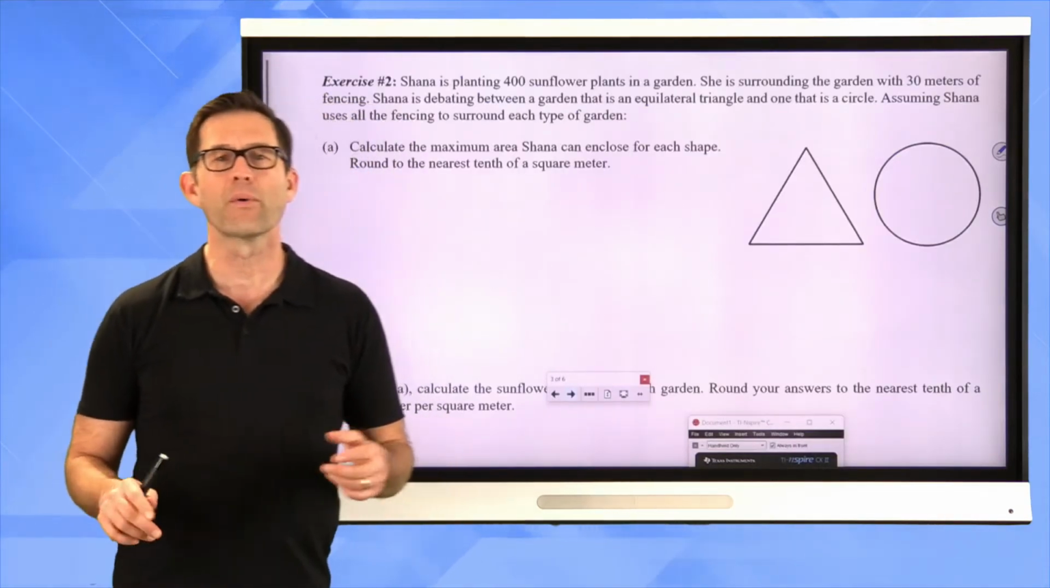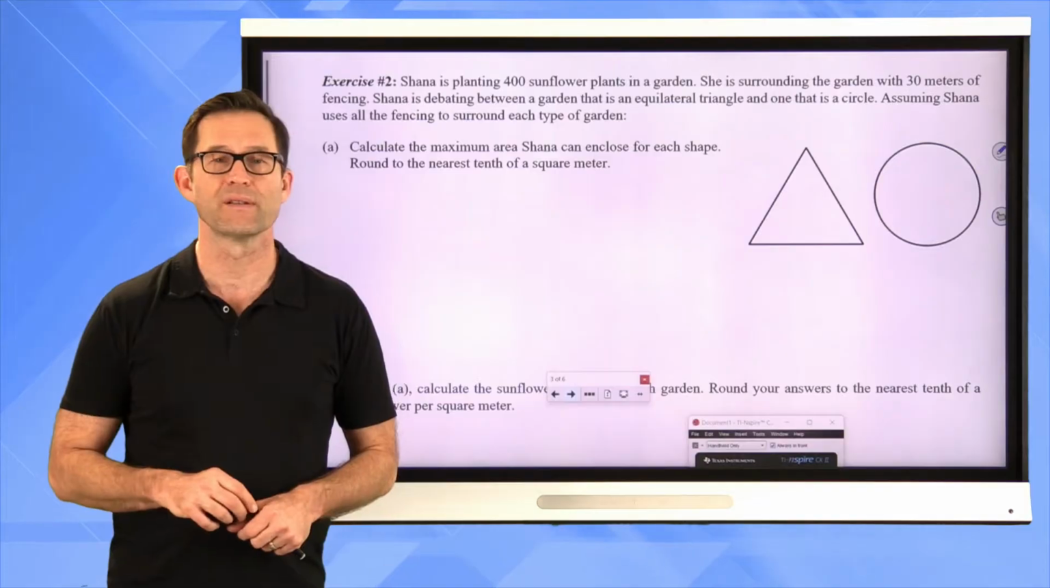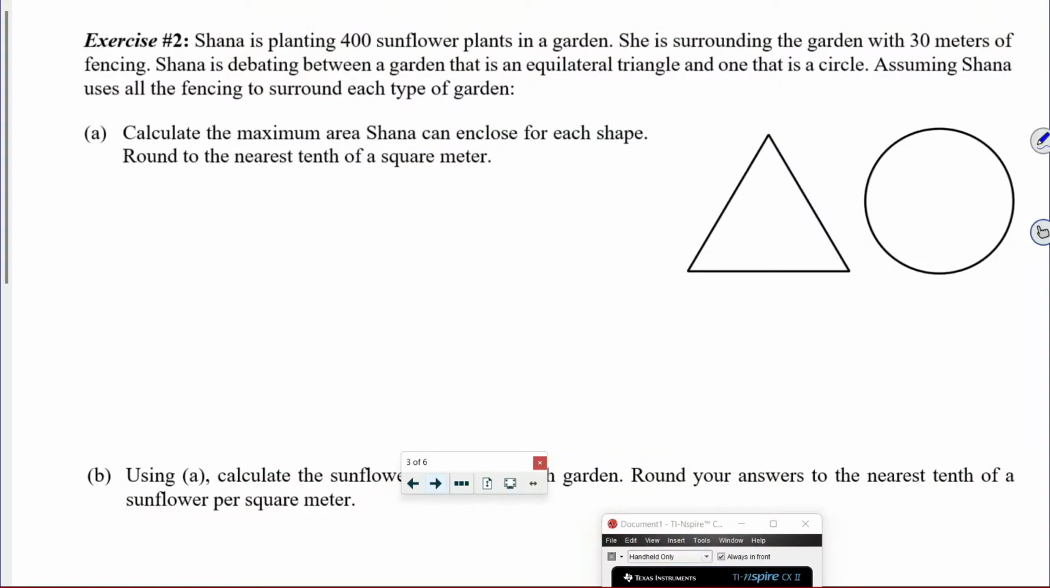All right, let's do a little bit more with population density. Let's take a look at exercise number 2. Shayna is planting 400 sunflower plants in a garden. She is surrounding the garden with 30 meters of fencing. Shayna is debating between a garden that is an equilateral triangle and one that is a circle. Assuming Shayna uses all the fencing to surround each type of garden, then in letter A, we want to calculate the maximum area Shayna can enclose for each shape, round to the nearest tenth of a square meter.